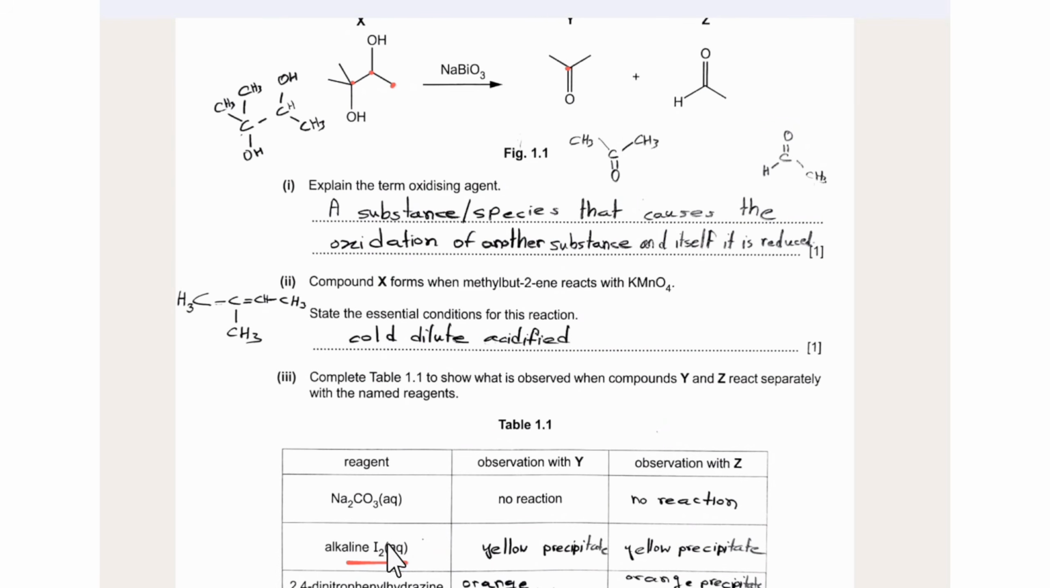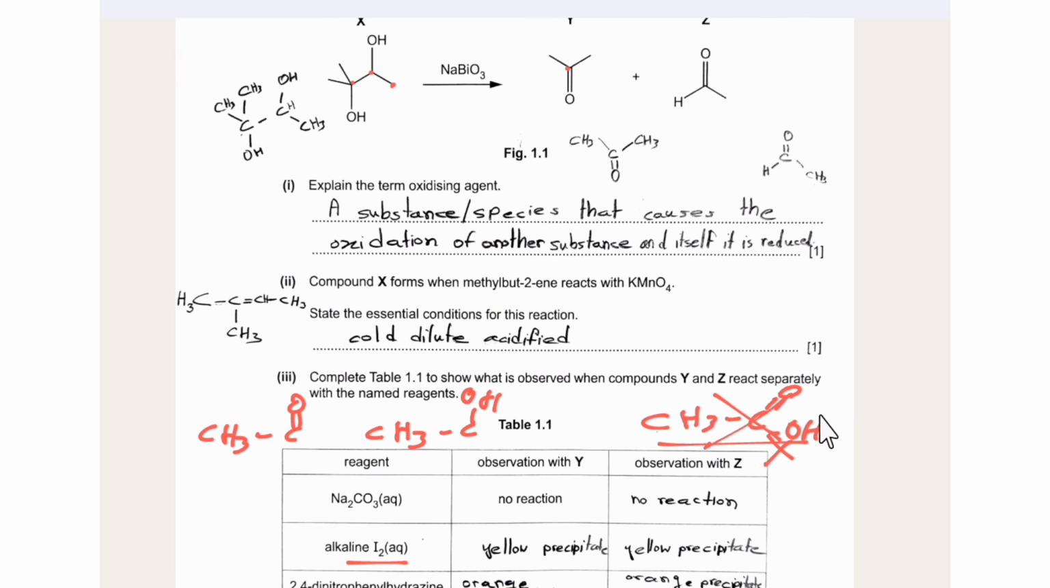Then with alkaline aqueous iodine, it will react with a methyl ketone or with a methyl hydroxyl group. But you must remember that alkaline aqueous iodine does not react with ethanoic acid, that is, the CH3COOH group. Since it is ethanoic acid and not a methyl ketone or methyl hydroxyl group, it will not react with alkaline aqueous iodine. Though the CH3CO group is present, since it is ethanoic acid and not a methyl ketone, it does not react.